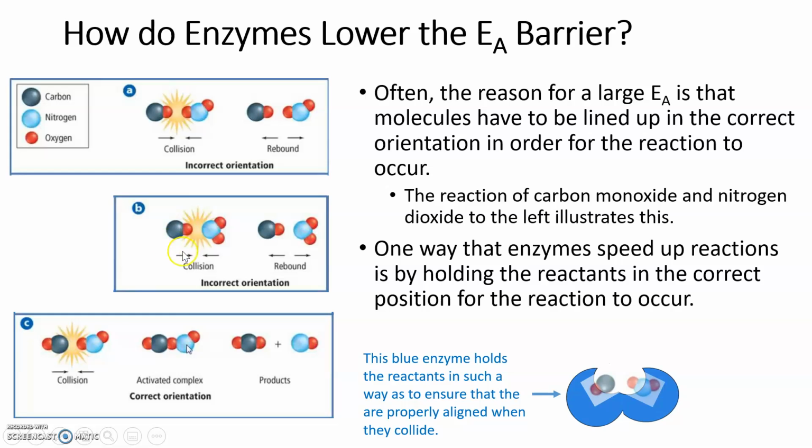They make sure they're not going to collide like this. They're not going to collide like this. They're going to run into each other when they're lined up correctly. So a lot of times enzymes are just proteins lining up molecules to make sure they collide correctly. So that is potential energy graphs for you.